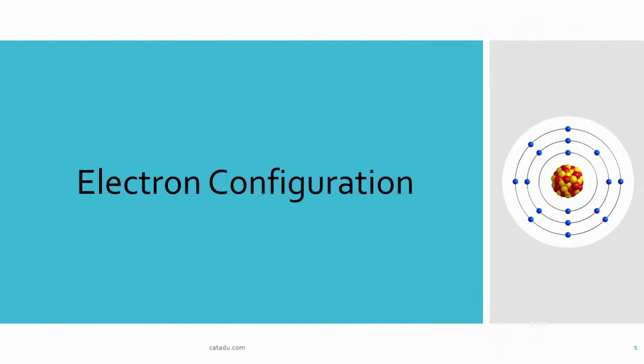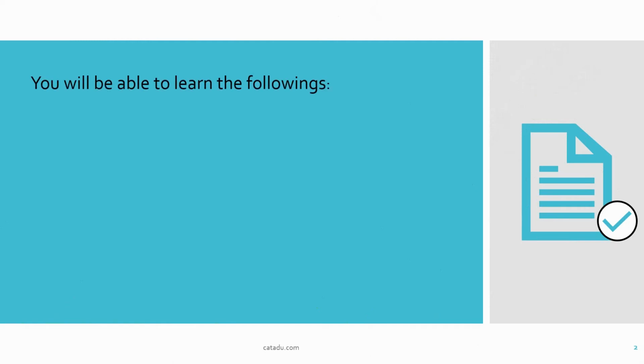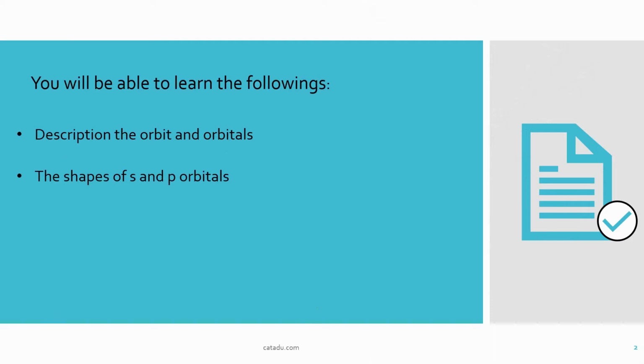Dear learners, welcome to the topic electron configuration. In this topic, you will be able to learn the following: description, the orbit and orbitals, shapes of s and p orbitals, the electronic configuration of atoms and ions.